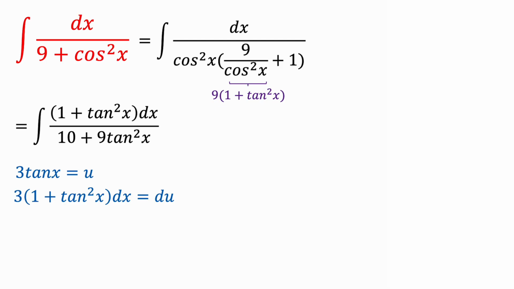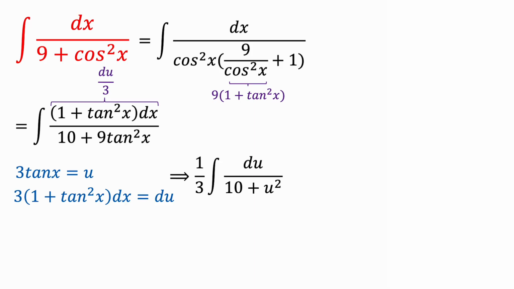What are we missing? A 3. So we put a 3 in the numerator and a 1/3 outside. Now what is left? So we have du in the numerator, 10 plus u squared in the denominator, and there's a 1/3 in front of it. What does that look like? Excellent. That is the standard arctangent form.